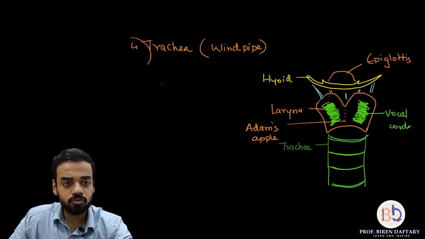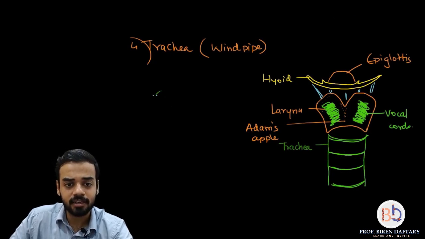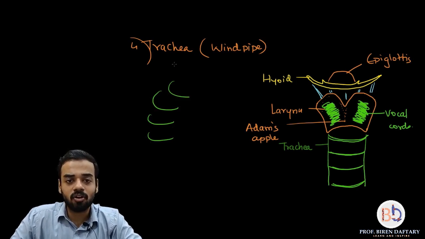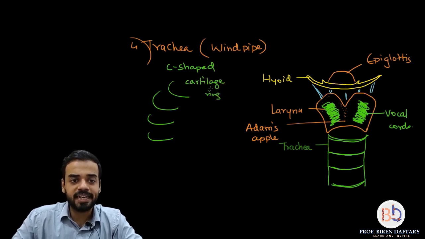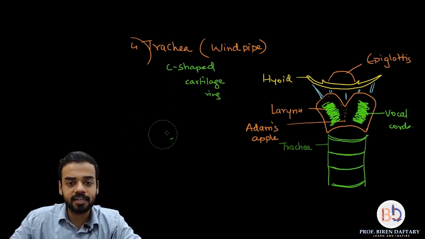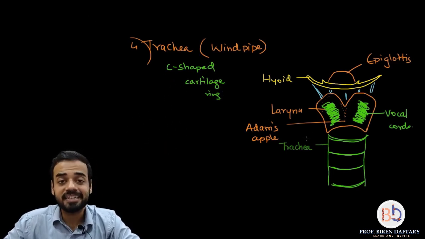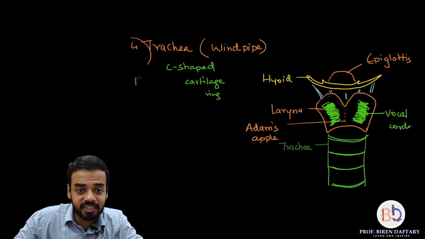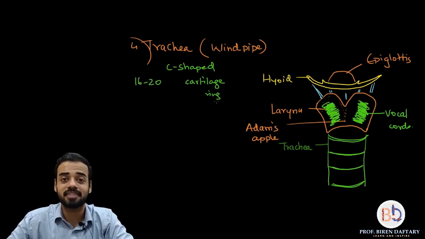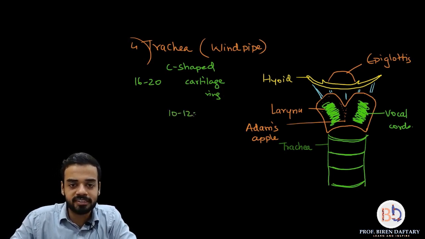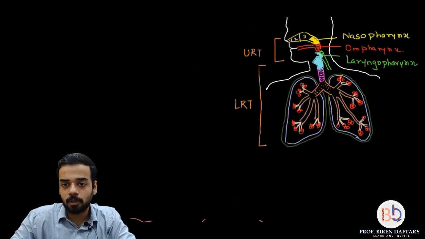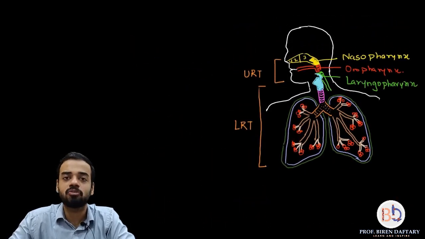So if I show you from a side angle, then the trachea is made up of rings like this, and these are basically called C-shaped cartilage rings. Okay, so the entire windpipe is made up of 16 to 20 such C-shaped cartilage rings. Okay, and the length of the trachea is approximately 10 to 12 centimeters. So this purple part, if you see, is approximately 10 to 12 centimeters.